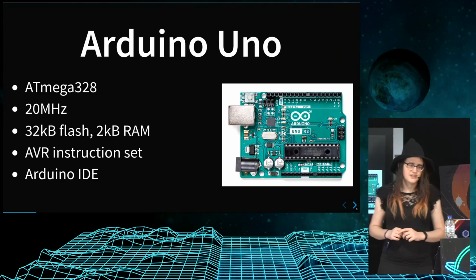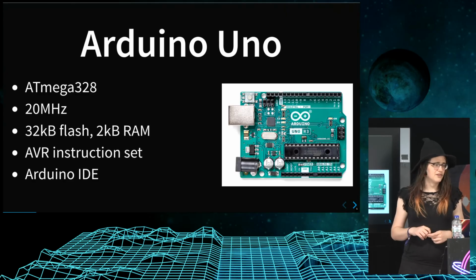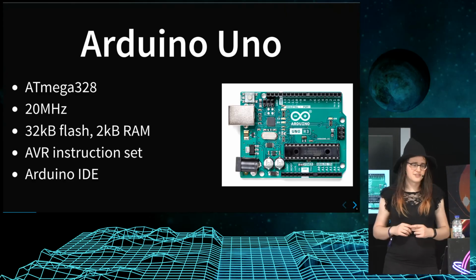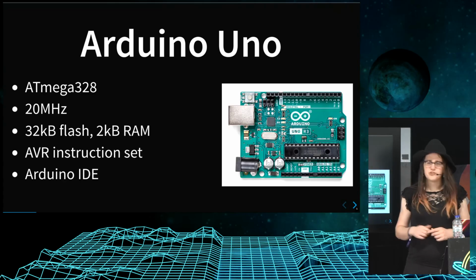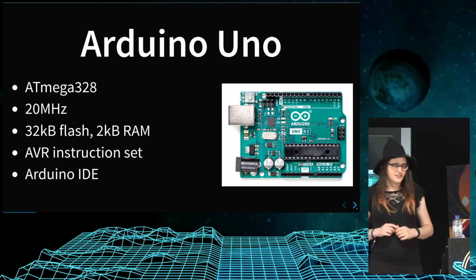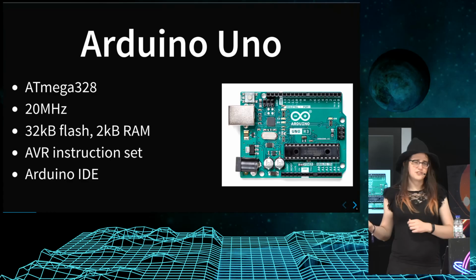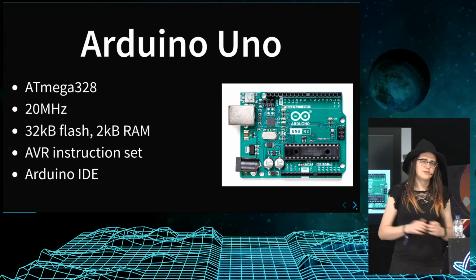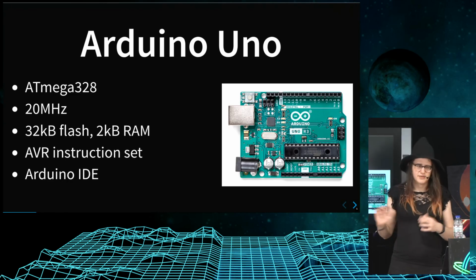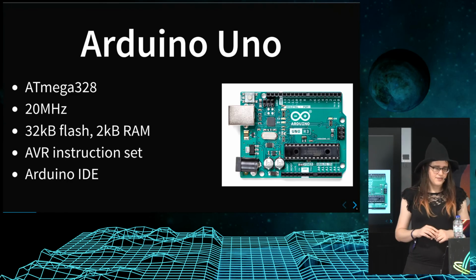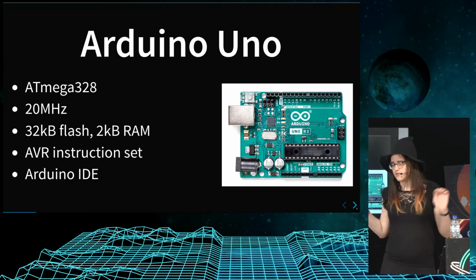So the first board I'm going to look at is the Arduino Uno. I think most of you will have heard of it or programmed it. You can see the specification on screen. Most importantly, it has the AVR instruction set. An instruction set is something like x86, ARM, RISC-V. The AVR is one specifically made for microcontrollers. It's 8-bit or 16-bit, depending on how you look at it. And the Arduino Uno comes with the Arduino IDE, but we'll ignore it completely.